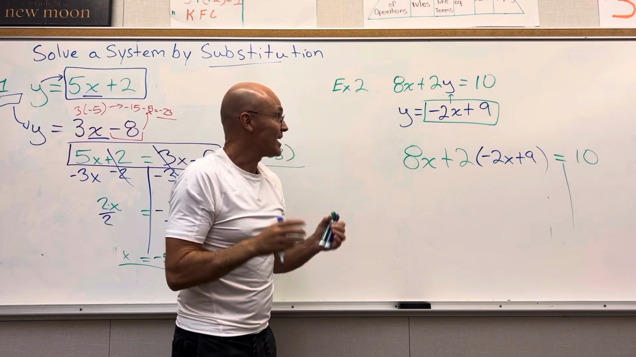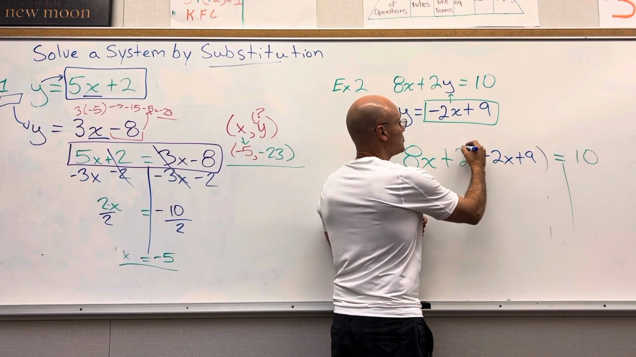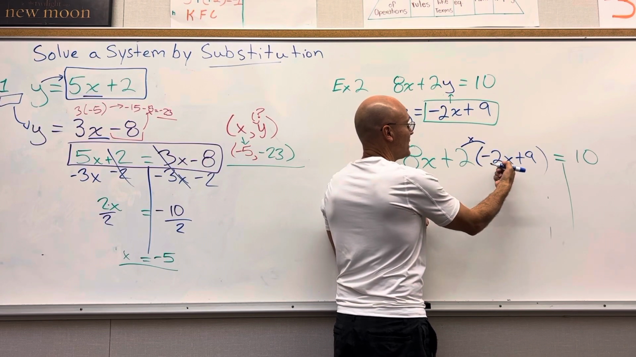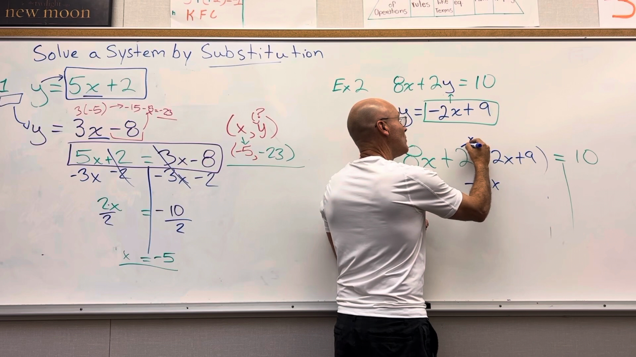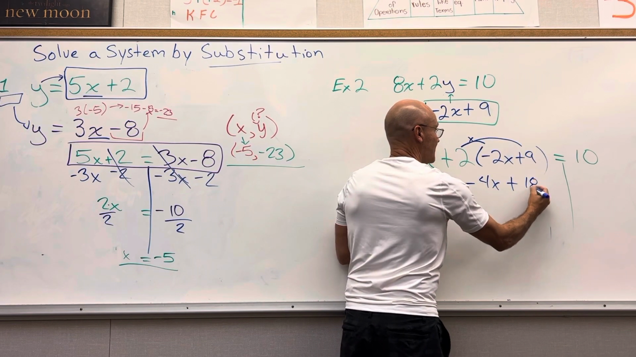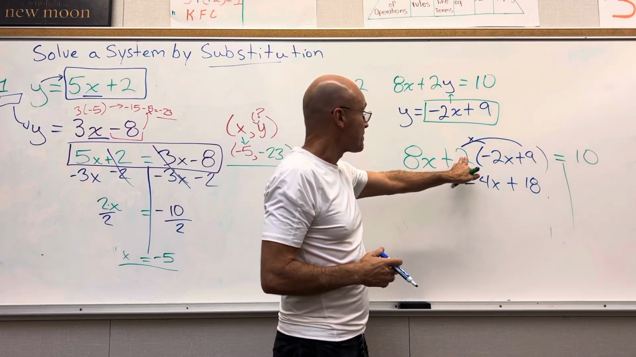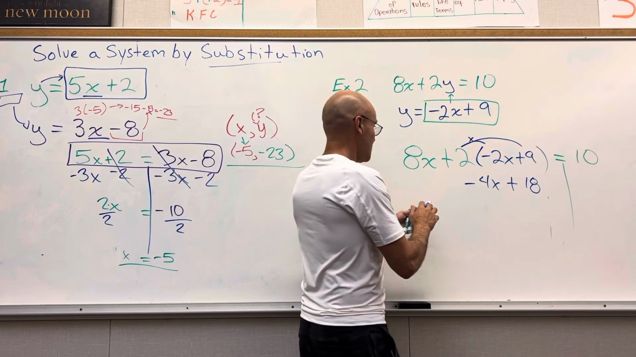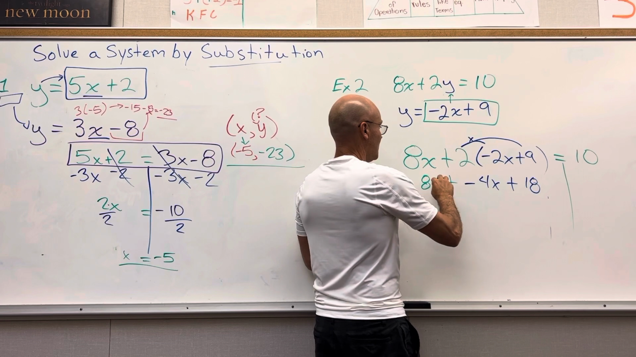Now, in a different video, we taught you how to distribute. Distributive property means you're going to multiply this green 2 with the negative 2x, giving you negative 4x. But you also need to multiply the green 2 with the positive 9, giving you positive 18. That's something that we taught you in a previous video. And if you want to go back, you can take a look at it, but that's the distributive property. We still got this plus 8x over here.